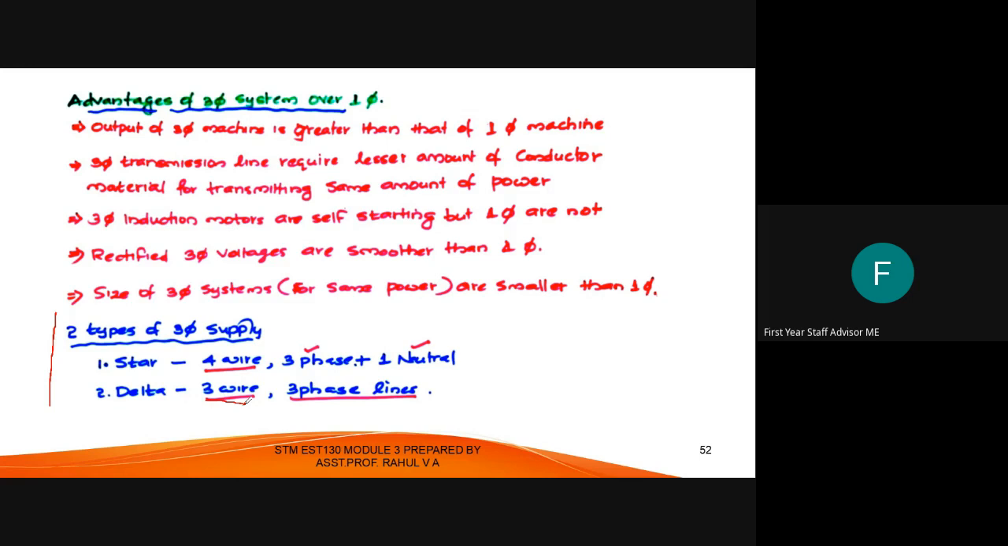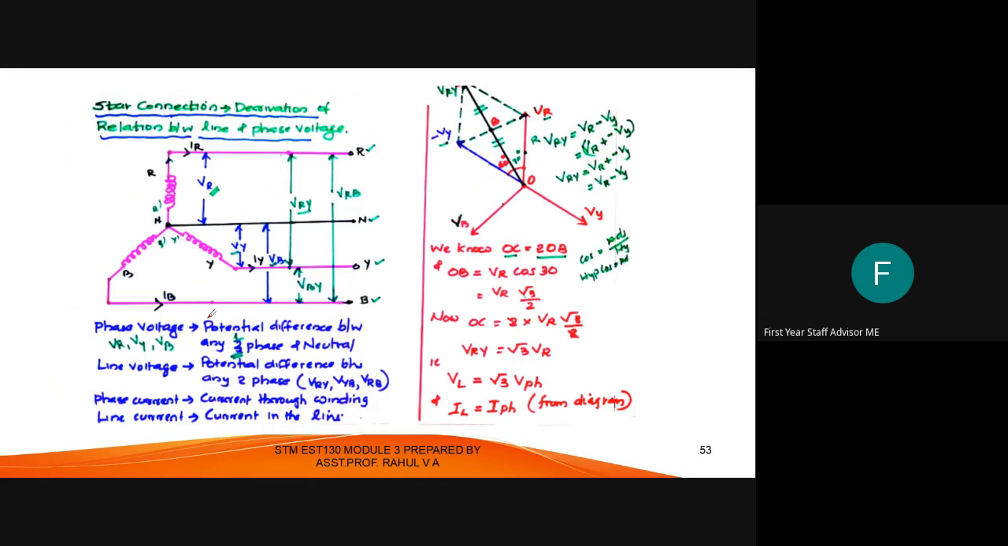What are these four wires in a star connection? Three of the four wires in a star connection are phase lines, and one is for neutral. In the case of delta, there is no neutral line, only three phase lines. Again, there are two types of three phase supply, star and delta. In star, there are four wires: three for phase lines and one for neutral. For delta, we have only three wires, and all three are phase wires. There is no neutral wire. So that's the difference. First we will take the star connection and understand all these things.